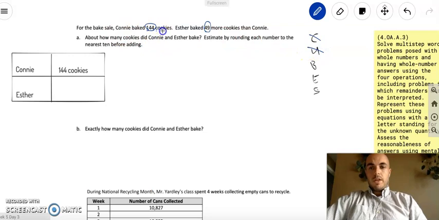So our unit is cookies. And we know that Esther baked 49 more, which tells me that I am adding. It's a big clue word for that. Now here's another clue word for you guys that you might remember from past videos: about. About tells us to round. And I'm going to use that symbol there, like that wave that tells us that we're rounding or estimating.